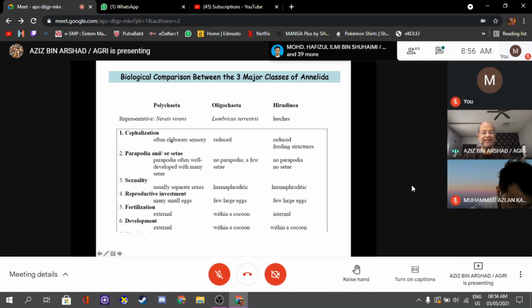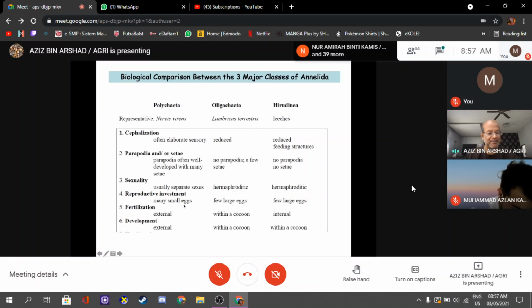But you see in the Polychaeta, they have the palps, they have cirri, they have the pharynx, they have the jaw, so they are well established. If you look at the parapodia or setae, it's well developed in Polychaeta, no parapodia but few setae in Oligochaeta, no parapodia and no setae in Hirudinea. In terms of sexuality, separate sexes in Polychaeta, dioecious, hermaphrodite in both Oligochaeta and Hirudinea.